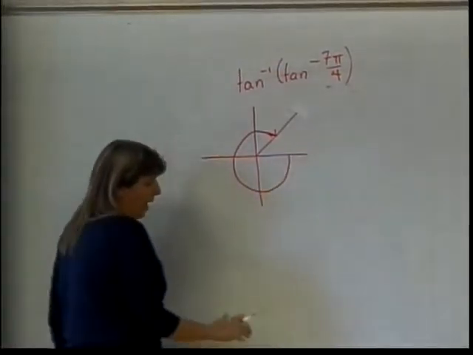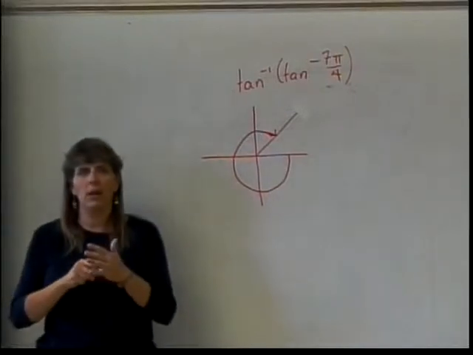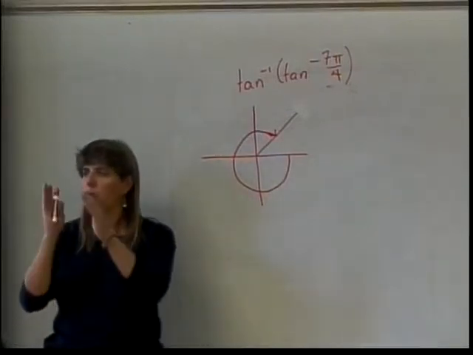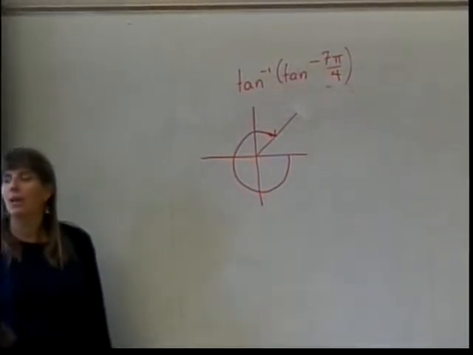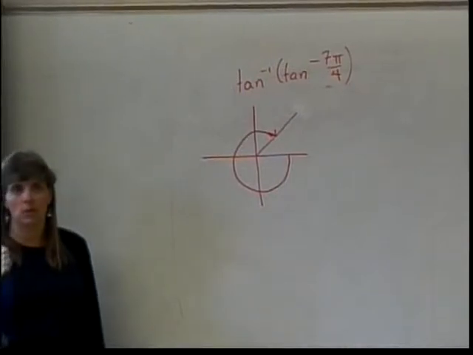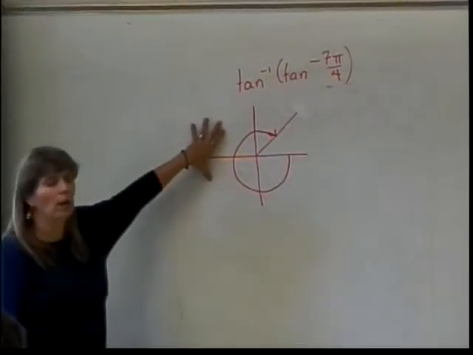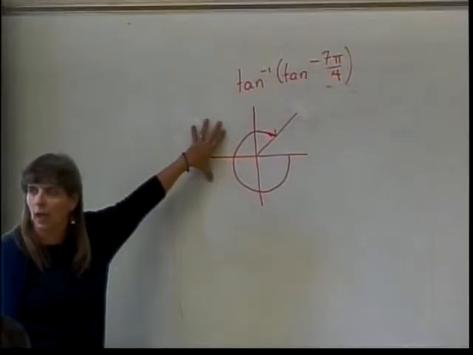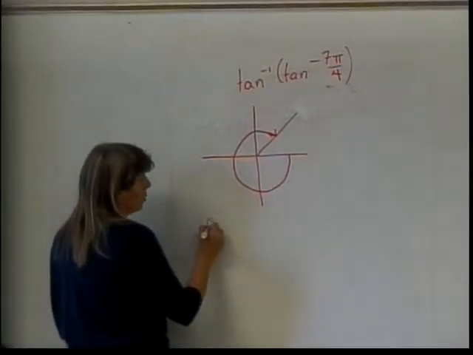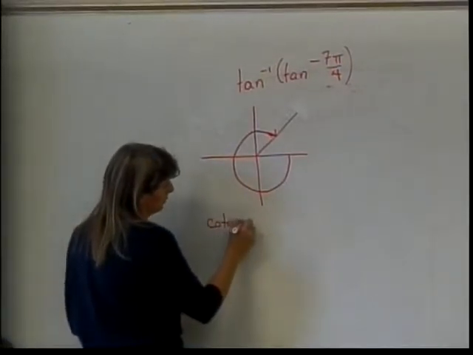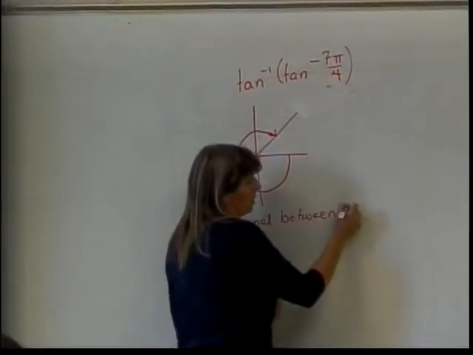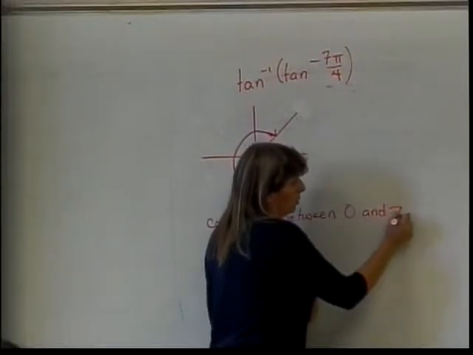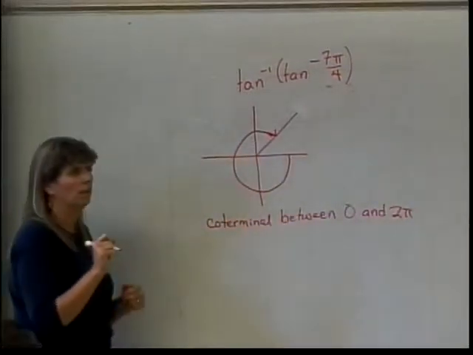Now, I have given you rules for how to find the reference angle if you are in quadrant 1, quadrant 2, quadrant 3, or quadrant 4, but you have to be there positively and not having gone around more than once in the positive direction. So what would be the first thing I would need to do here? Add 2 pi. I want to start by finding the angle that's coterminal between 0 and 2 pi.